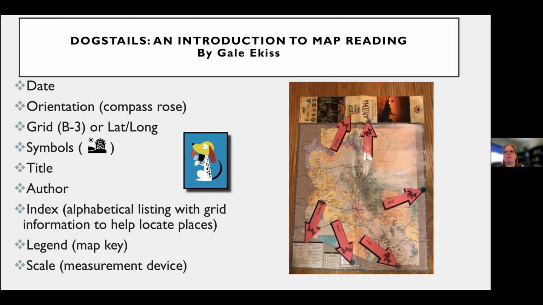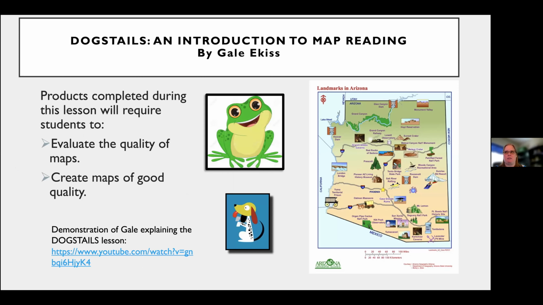The products that are going to be completed during this lesson: they're going to evaluate the quality of maps. Some are going to find out, hey, there's not a title. Why is there not a title? That's very important. And then, if they want to, they can create their own maps. They can look at other things.